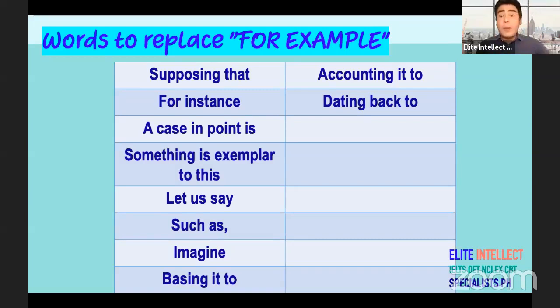"Basing it to," if you're going to be basing it to a research, accounting it to, let's say, a research, an article, or something that you have seen, watched, or read on social media. "Dating back to," if your example was something in the past. Dating back to the ancient times, a lot of people do not know what a tissue paper is. Yung mga ganyan. So look at that, these are the words that you may utilize to replace "for example."